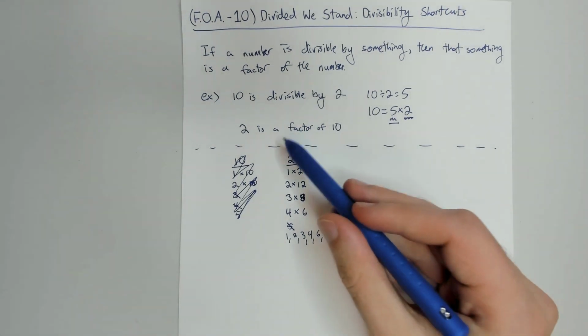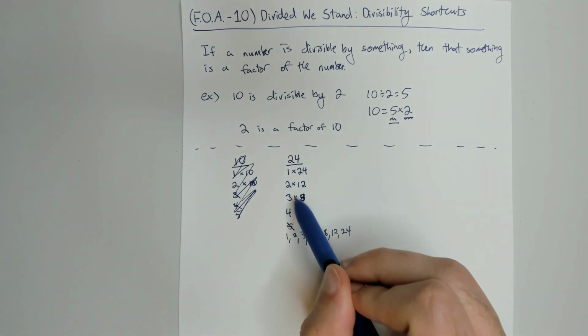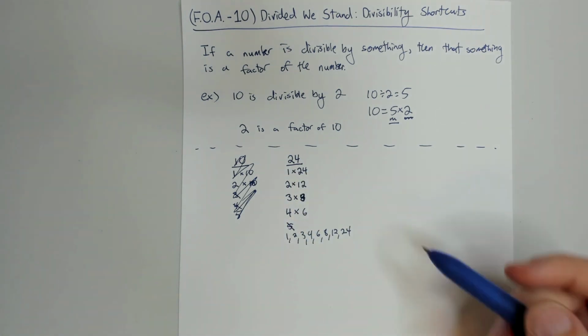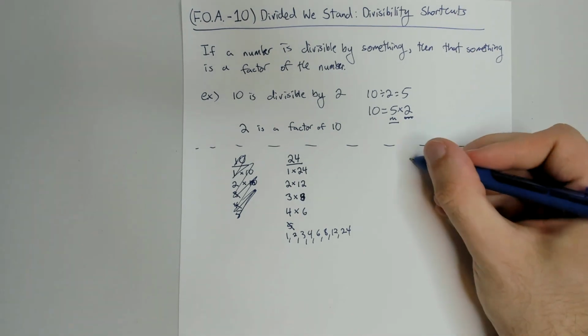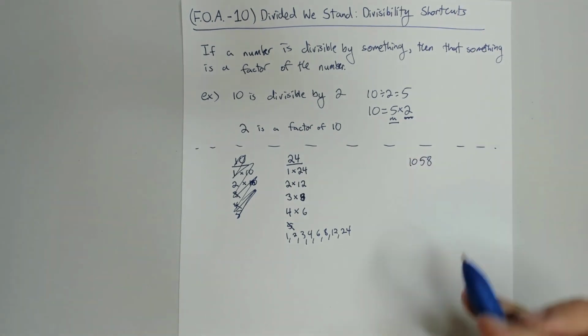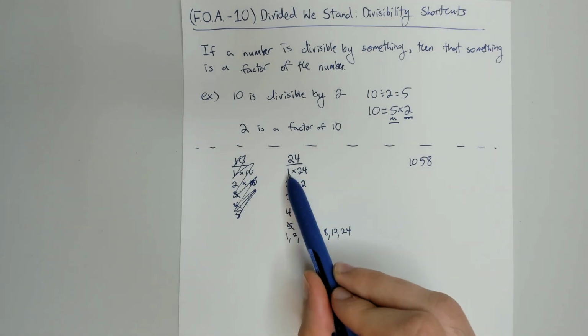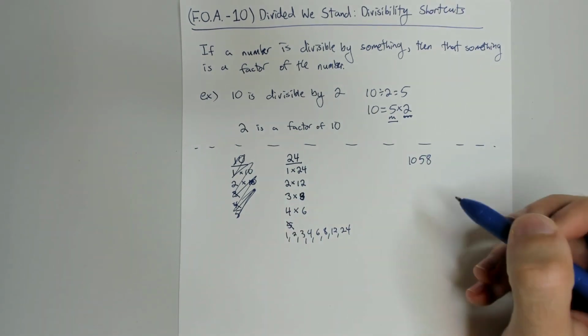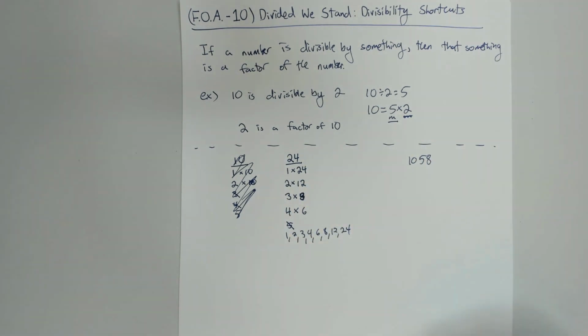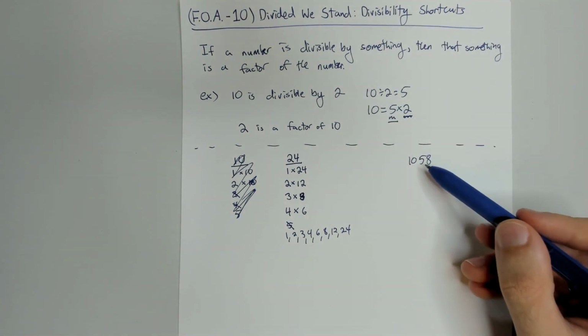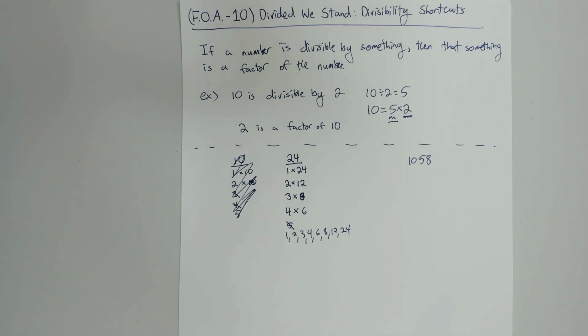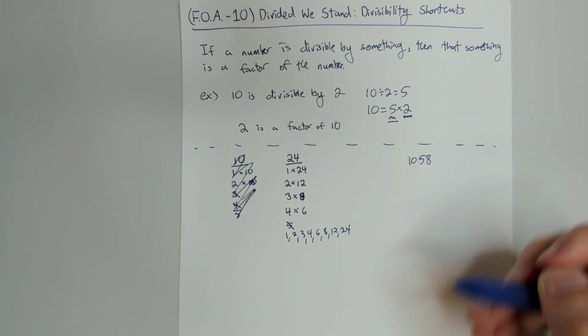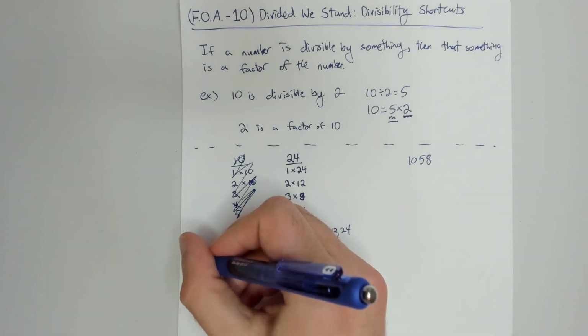This was the way we found all the factors: just find the numbers that multiply to give us 24. But these were for smaller numbers, right? If I give you something like 1058, we might not as easily be able to tell if these numbers are factors of this or not, or if this is divisible by those numbers or not. It's not as clear cut anymore. So instead of having to divide the number and see if it gives us a decimal or not, we are able to get some shortcuts to determine if this number is divisible by that number, or equivalently, if that number is a factor of this number. Let's look at some of those right now.